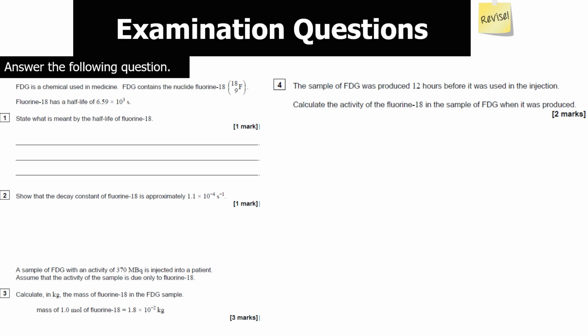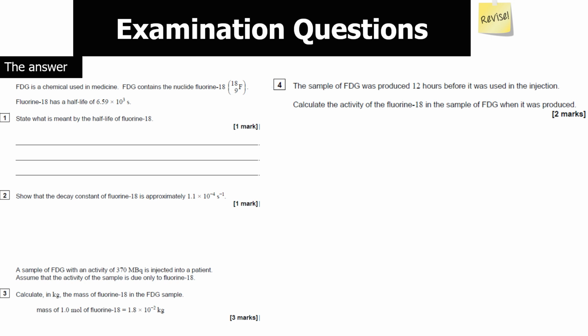Then a sample of FDG with an activity of 370 megabecquerels is injected into a patient. Assume that the activity of the sample is due only to fluorine-18. Calculate, in kilograms, the mass of fluorine-18 in the FDG sample. Then the sample of FDG was produced 12 hours before it was used in the injection. Calculate the activity of fluorine-18 in the sample of FDG when it was produced. So pause the video now, then unpause the video when you want to go through your answer.